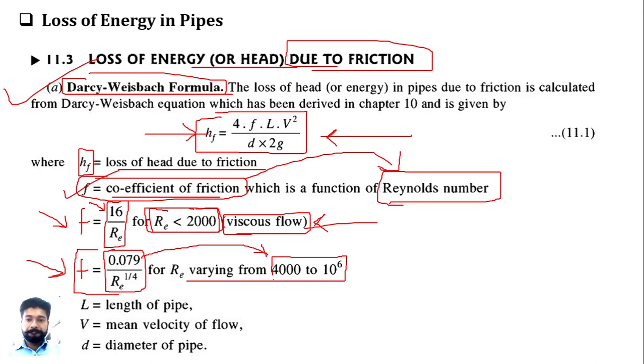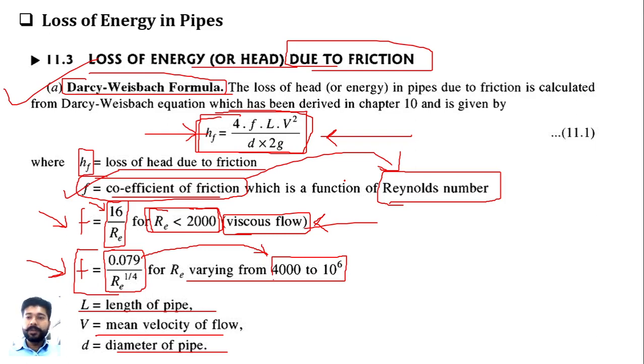In this equation, L shows the length of pipe, V is the mean velocity of flow, that is in meter per second, and D is the diameter of pipe. So you need to remember this equation also, that is the f L V square by 2 g D Darcy-Weisbach equation, that is used to find out the loss of head due to friction.